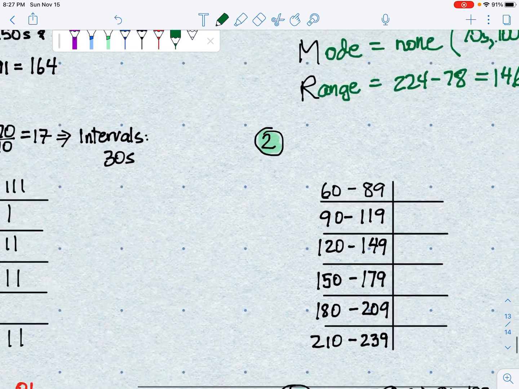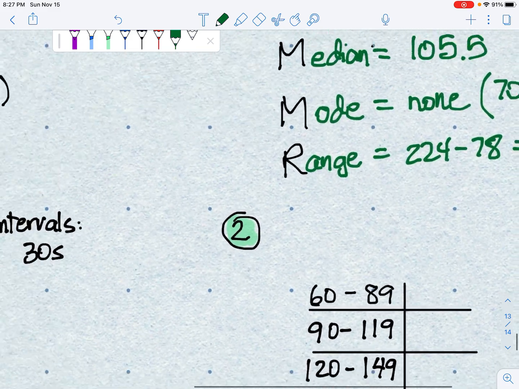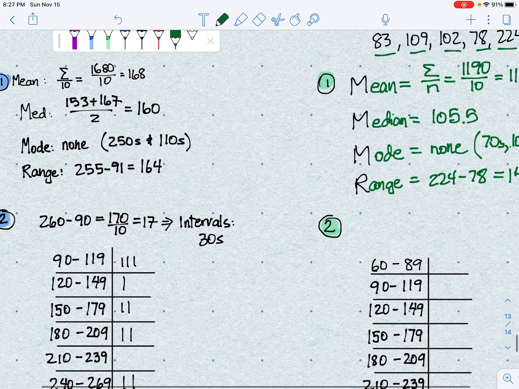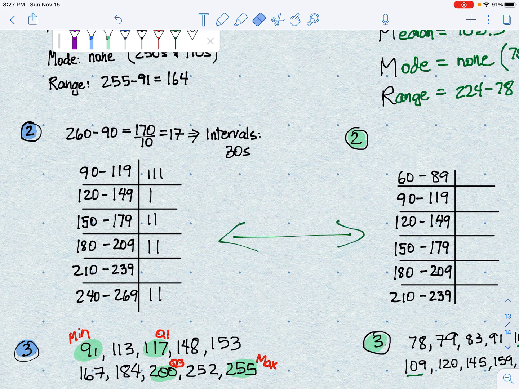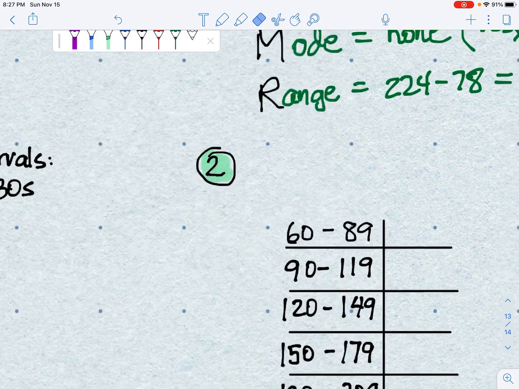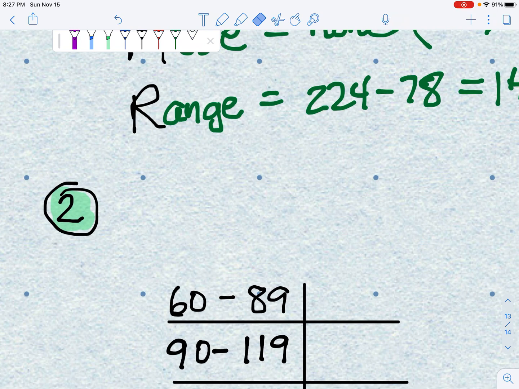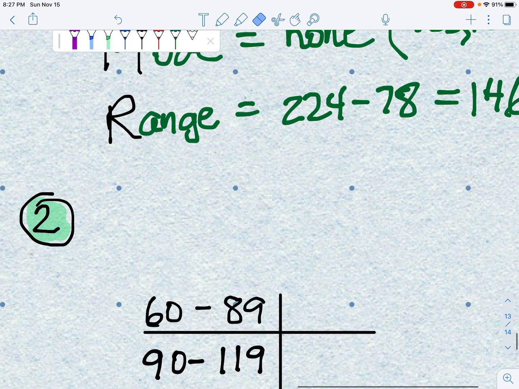Now in this case, I've already set up my intervals, but in your case, when you do the problem, and the reason I've already set mine up is I wanted my intervals to match in both of them, okay? But here's the work that you would do for intervals. So we take our range, 146, and we divide it by 10.